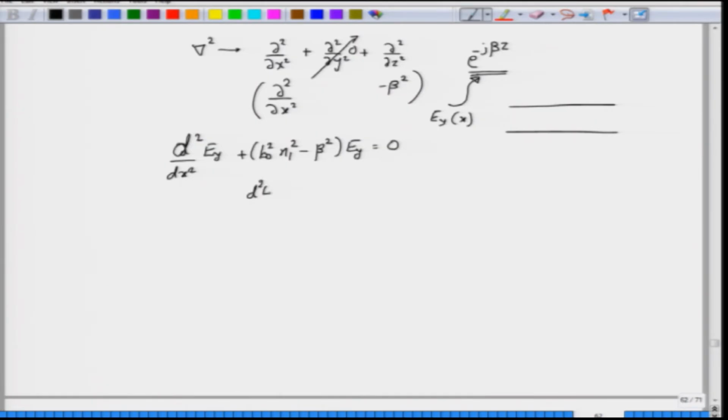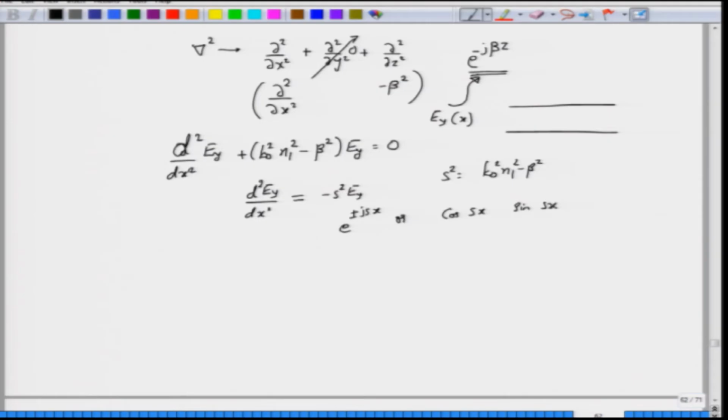So, if you go back to your high school, or rather your differential equations course, you will see that you can write this as minus s square Ey, where s square is equal to k0 square n1 square minus beta square. And the solutions for this one will be e to the power plus or minus jsx, or you have solutions in the form of cos sx or sin sx.